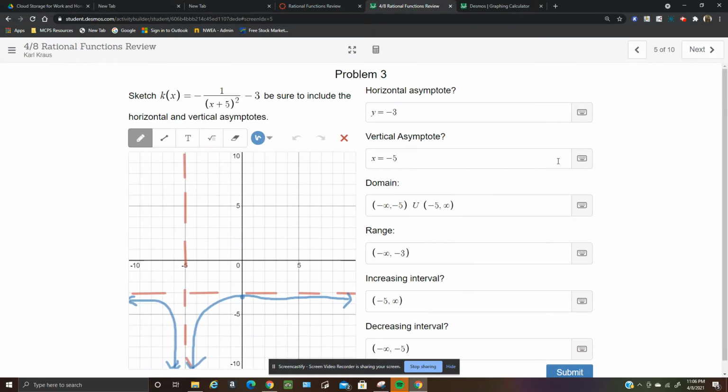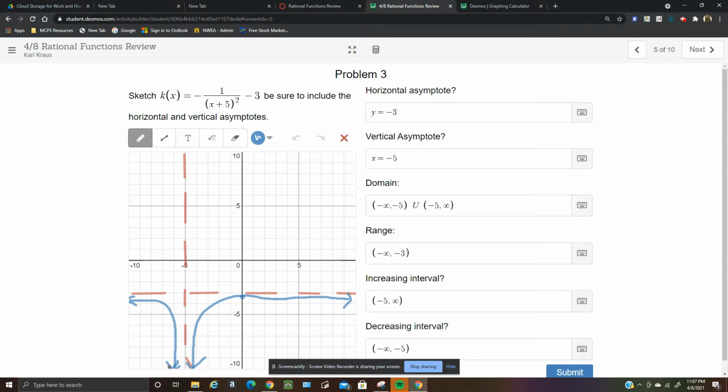And then problem 3, sketch the graph. Be sure to include the horizontal and vertical asymptotes. So the first thing I did was find the horizontal asymptote right here, -3. What makes the denominator 0 is -5. Since this is a negative, this will be a reflected graph here.